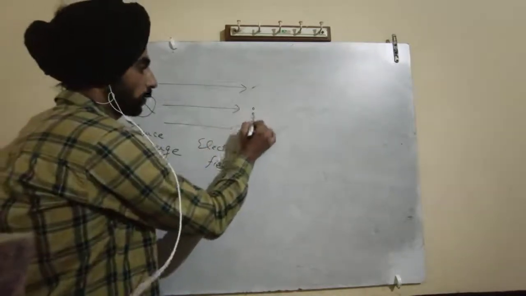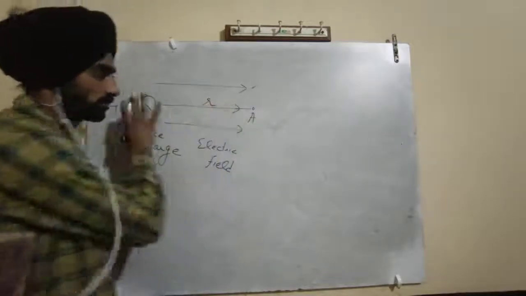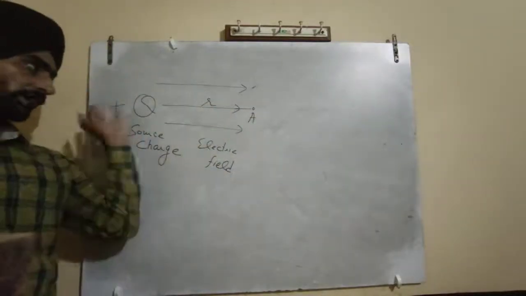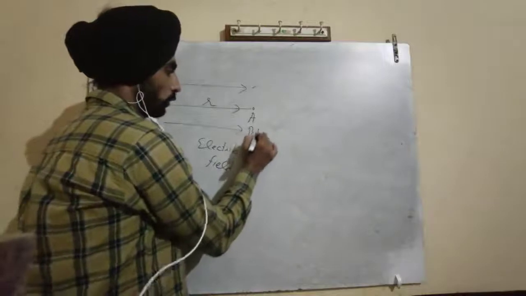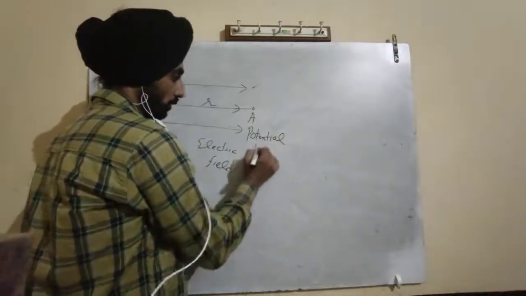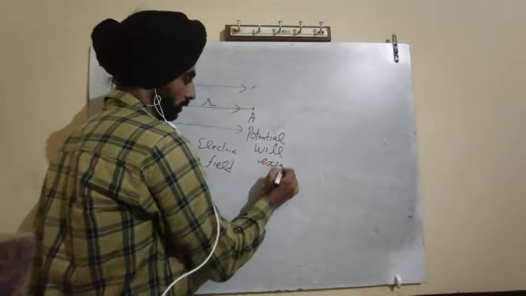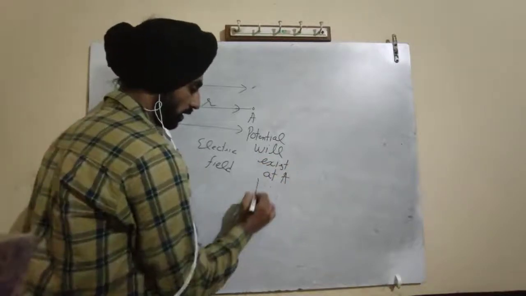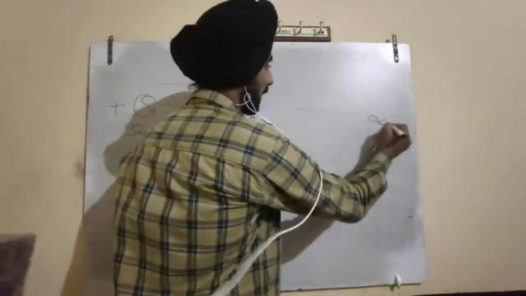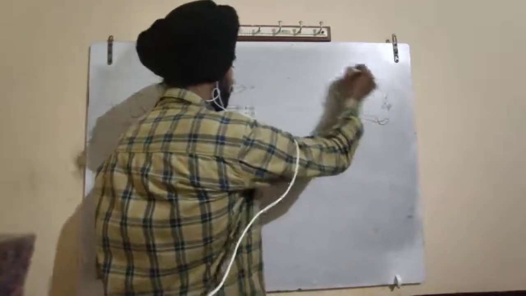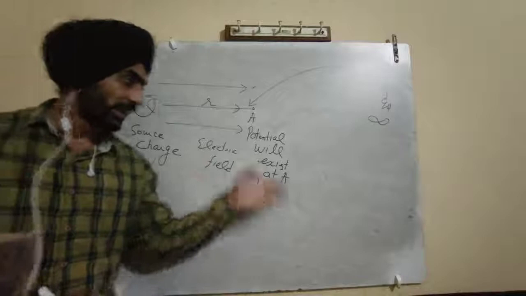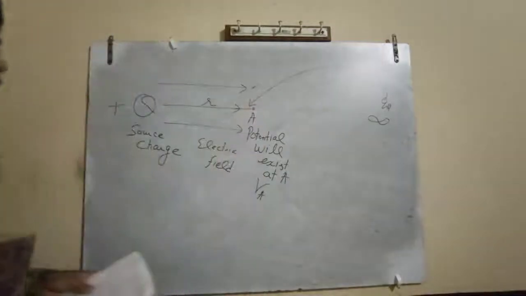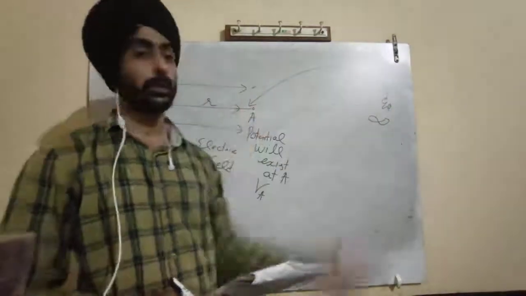Suppose A is a point which is at distance r from this Q. So there will be an electric field due to this source charge. If there is an electric field, that means potential will be there. So potential will exist at A, that is VA. If we take any test charge Q2 from infinity to point A, we have to do the work against the electric field or against this potential that exists at A. That work is going to be stored in the form of potential energy.